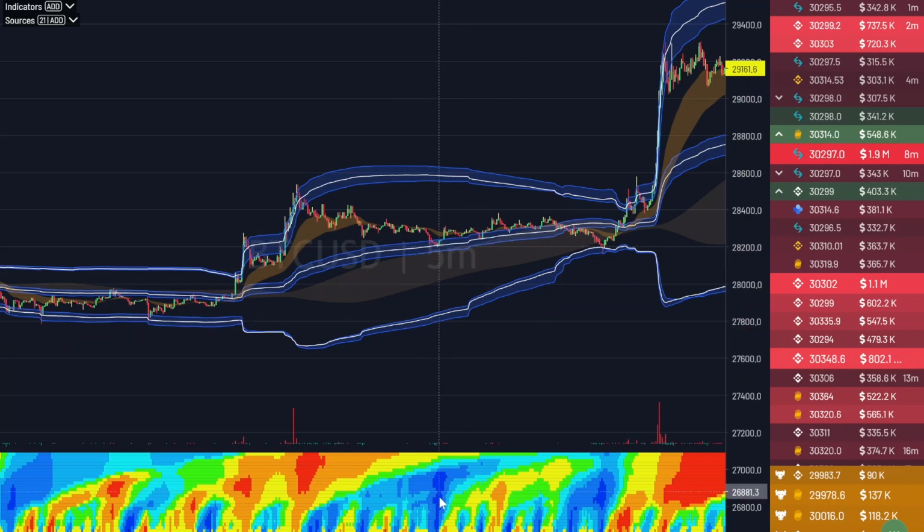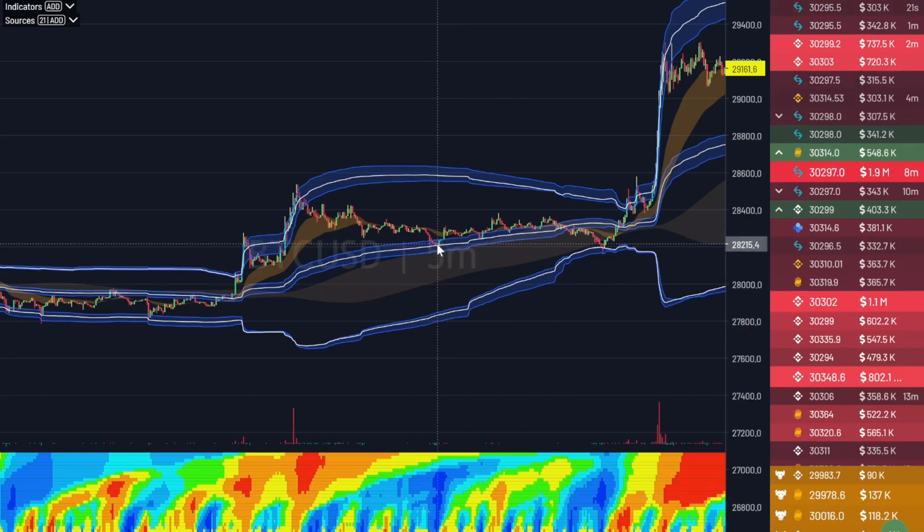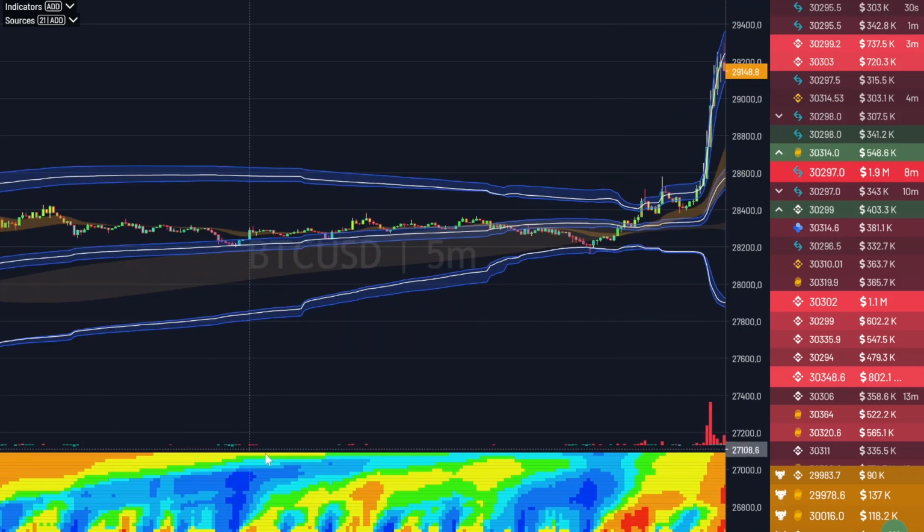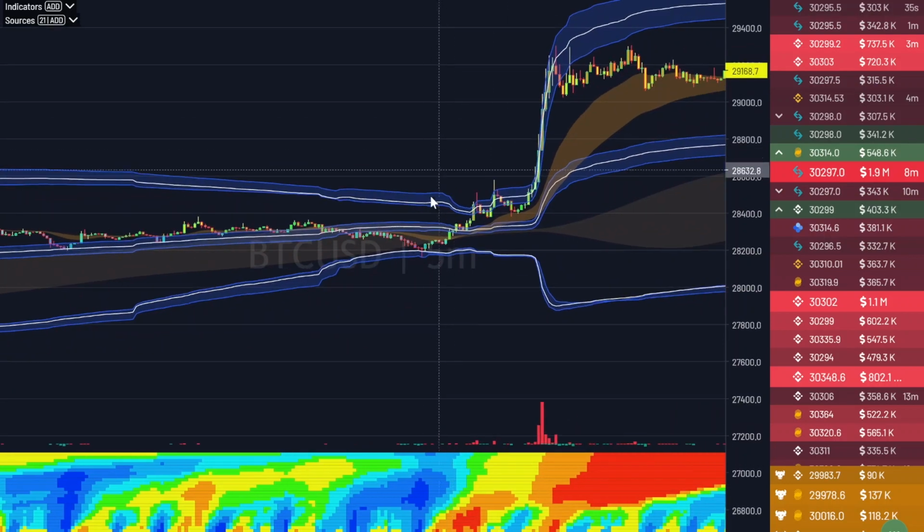So I saw the first thing here. I was like, do I take the long here? No, I want to wait for the bottom of the bands, right? So I waited. The retest here, bang, okay? So also we've got yellow and green up here. So I really wanted all blue because that's completely oversold.